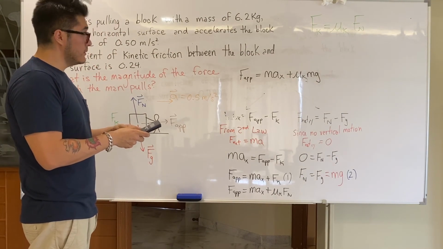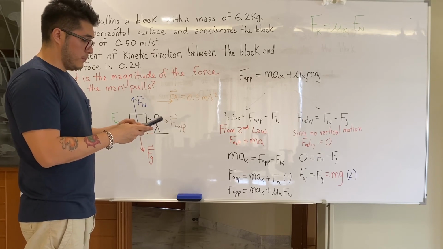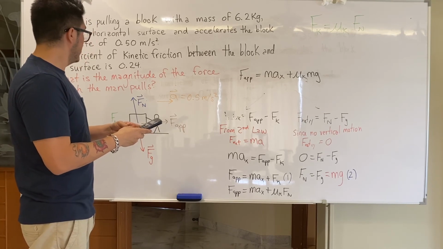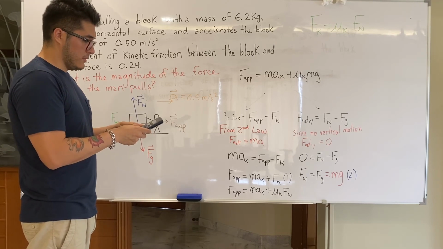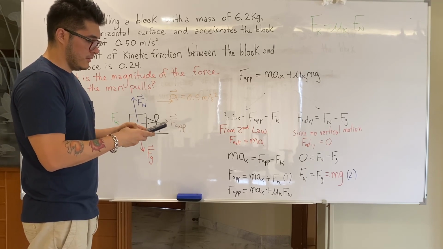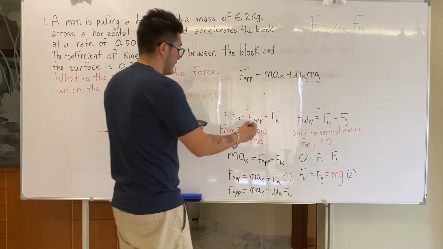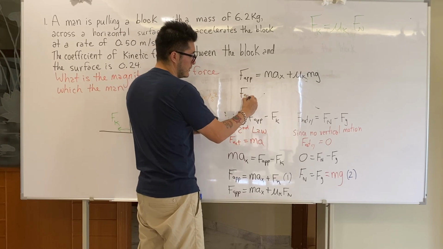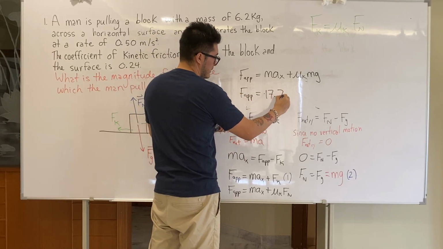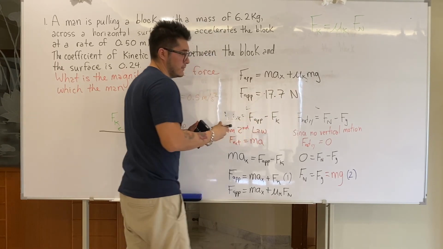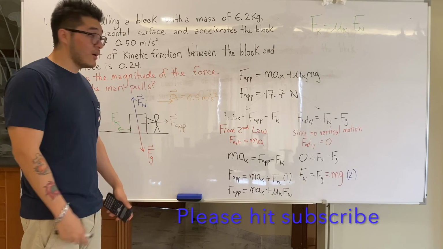6.2, 0.5, plus 0.24, 6.2. All right, so we get a value for the applied force to be equal to 17.7 newtons. All right, so that's example 1, pulling a block.